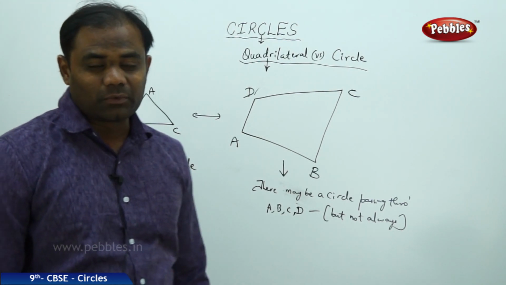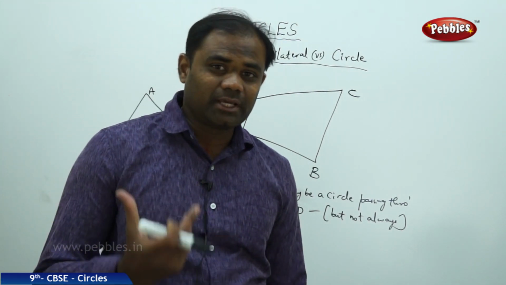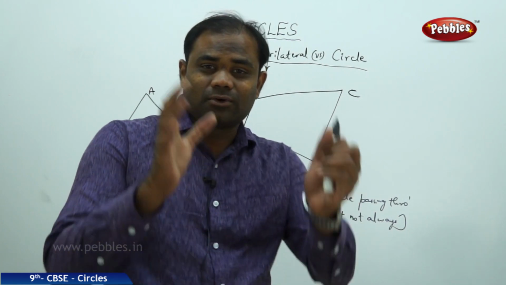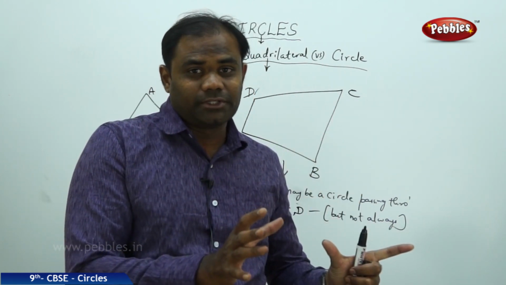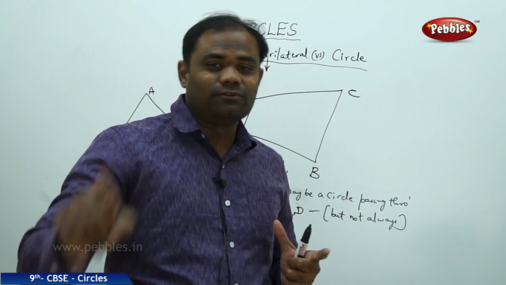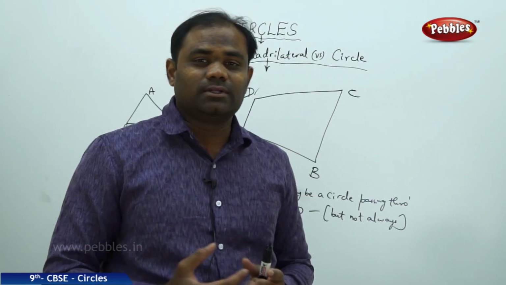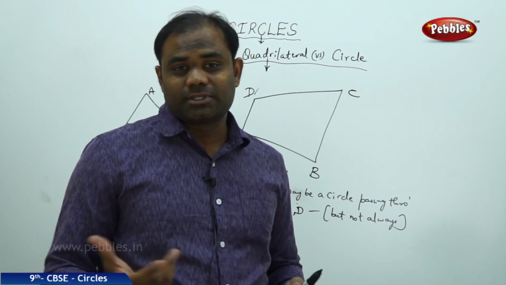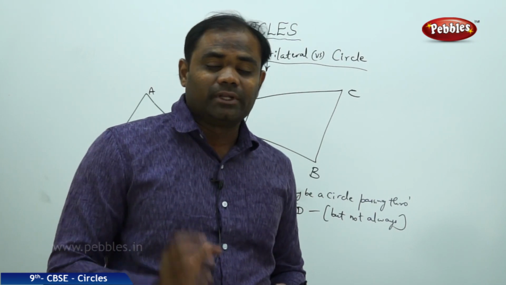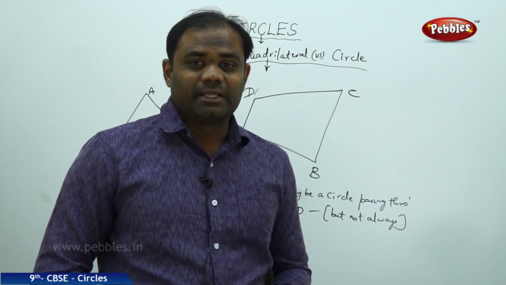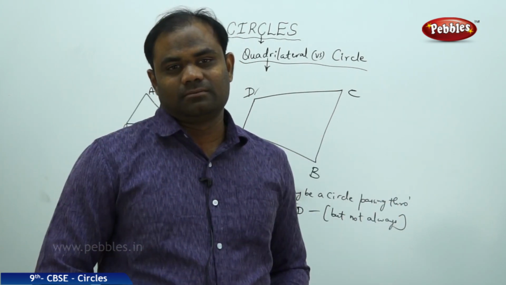So this is a special case of a quadrilateral, one which has a circle passing through all four vertices. Let's take the special case of a quadrilateral, only that quadrilateral which exactly fits in the circle. This session is about cyclic quadrilateral.